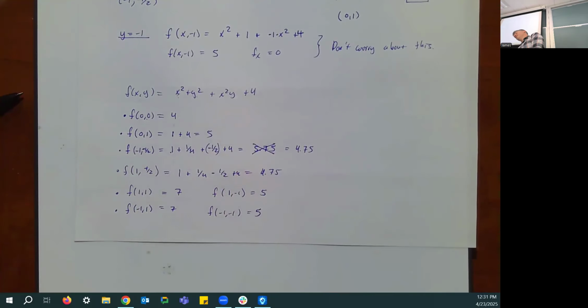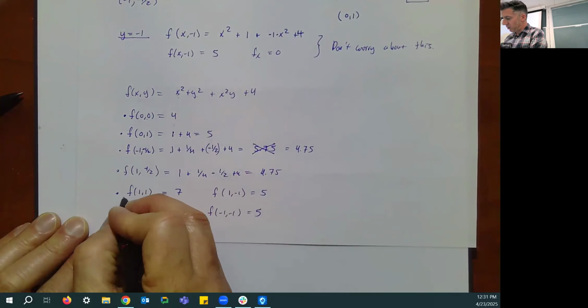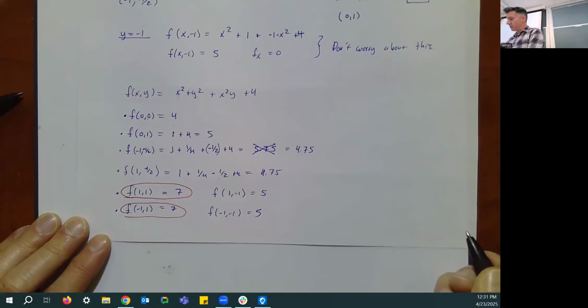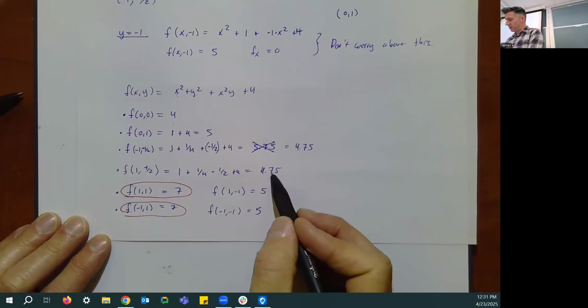All right, we did it. So now we just have to figure out which ones are the biggest. So let's see. These two look like the biggest. And where's the smallest? It looks like the smallest is 4.